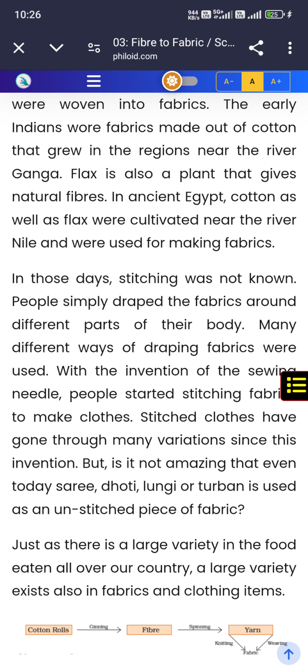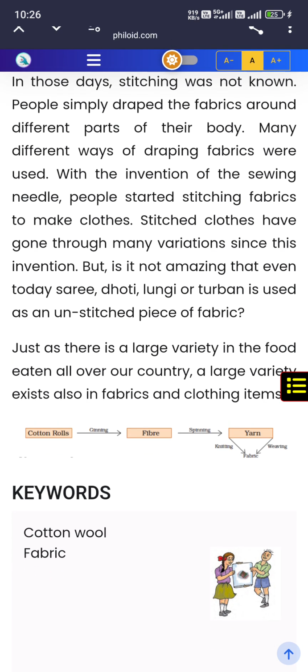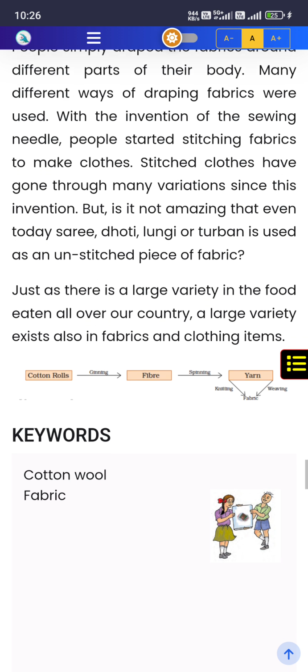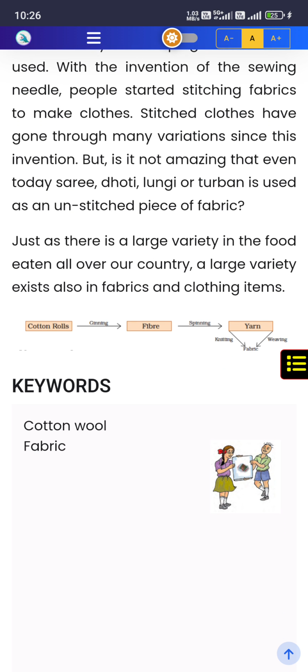With the invention of the sewing needle, people started stitching fabric together to make clothes. Stitching clothes has gone through many variations since the invention. But is it not amazing that even today, sari, dhoti, lungi, and turban are used as unstitched pieces of fabric? Just as a large variety of food is eaten all over the country, a large variety exists also in fabric and clothing items. So now that you know, let's see the cycle of how cotton rolls are made into yarn.